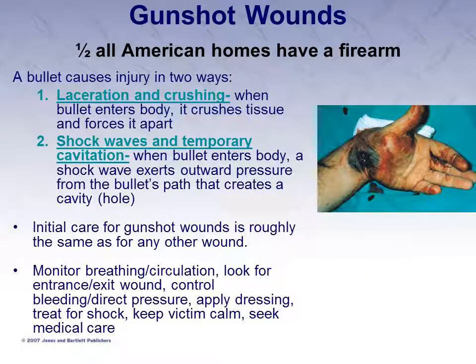And then lastly, we'll finish with gunshot wounds. Again, you probably won't see it, but since half of all homes have a firearm, you may. I've written for you how a bullet will cause injury. Not only does the bullet cause injury when it enters, in this case, the person's wrist, so it's going to crush tissue and go through bone and maybe sever arteries and nerves, but also the shock wave that occurs doesn't just affect the tissue it physically hits. Those shock waves can extend tissue damage beyond the actual wound.